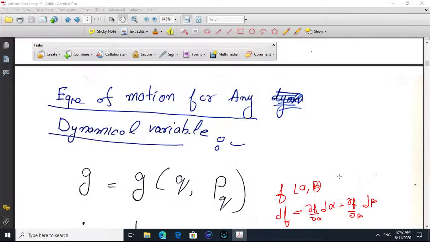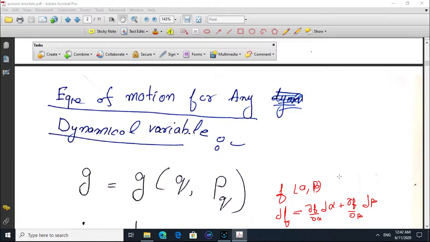Dynamical variable. What is a dynamical variable? Dynamical means dealing with motion, a variable which deals with the motion. With the help of the equation of motion, when a mass or any body moves, we discuss how that variable, or dynamical variable, changes with respect to time.